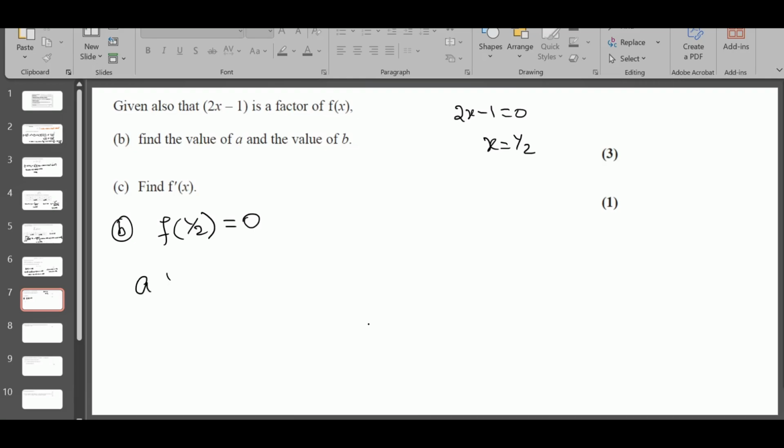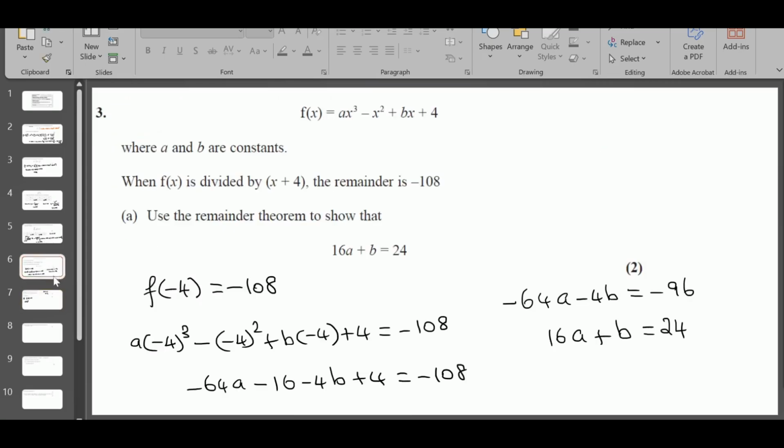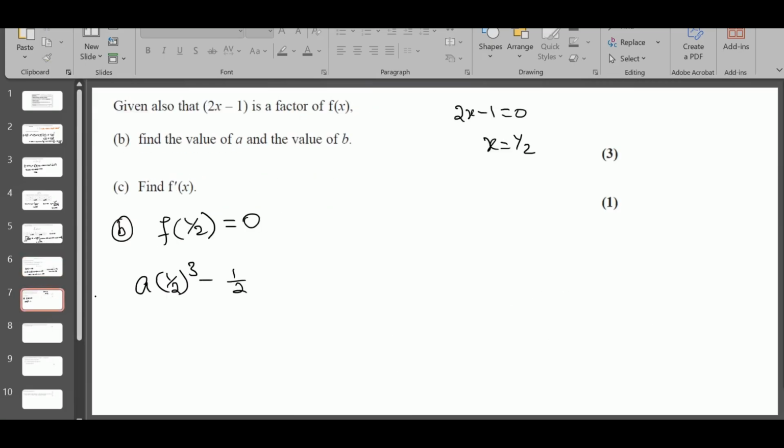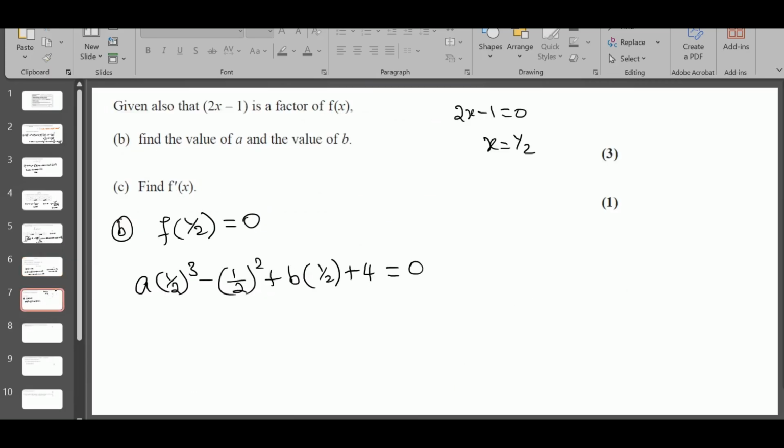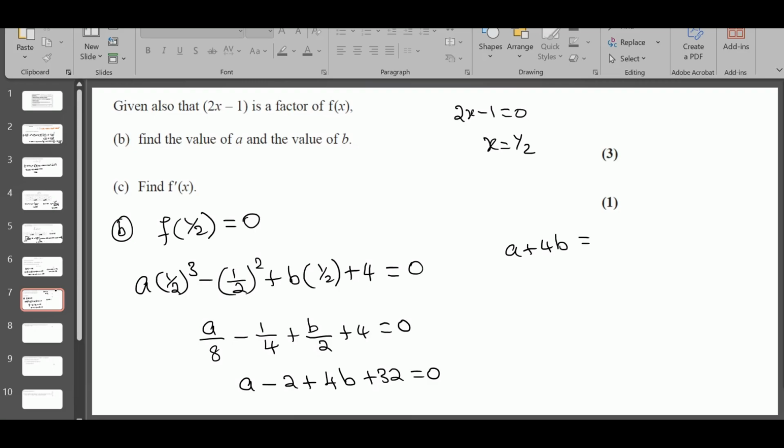So ax cubed minus x squared plus bx plus 4 is equal to 0. So that's a over 8 minus 1 over 4 plus b over 2 plus 4 is 0. Multiply through by 8, you will get a minus 8 over 4, 8 over 2 is 4b, 8 fours are 32, is 0. You will get the second equation, a plus 4b is equal to minus 30.